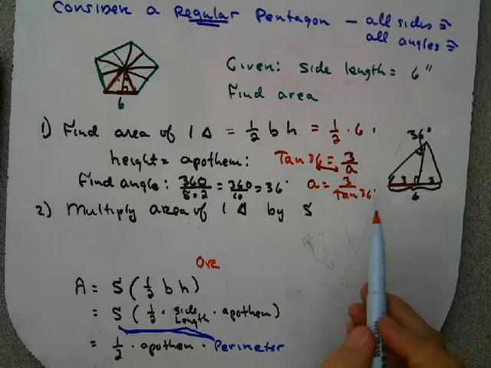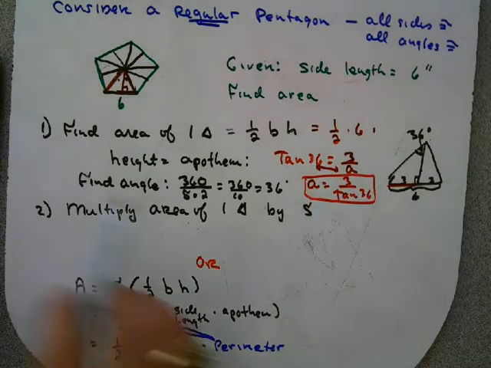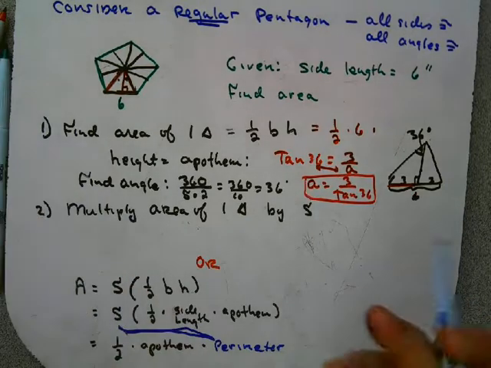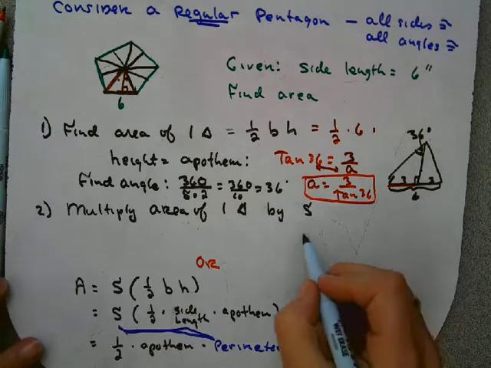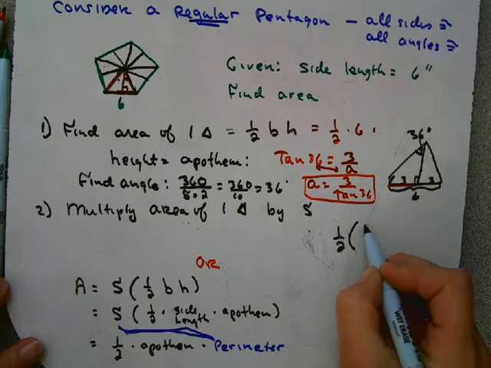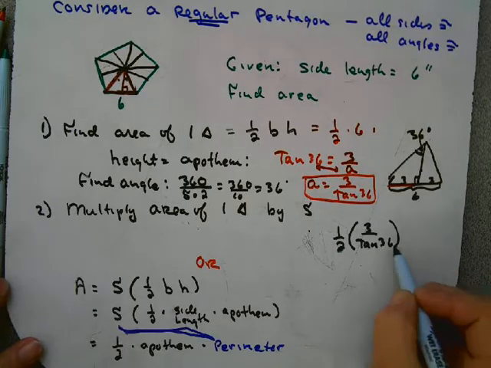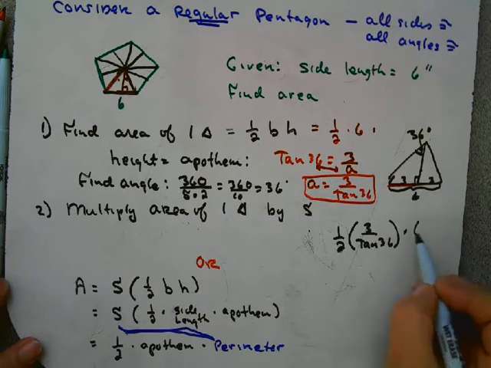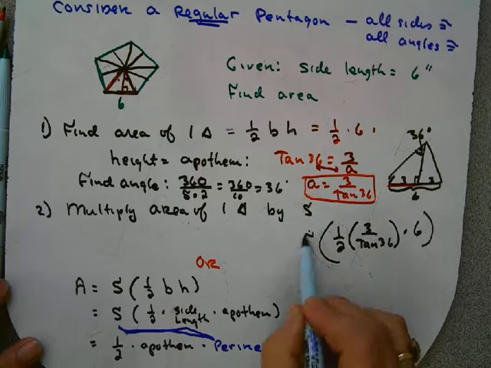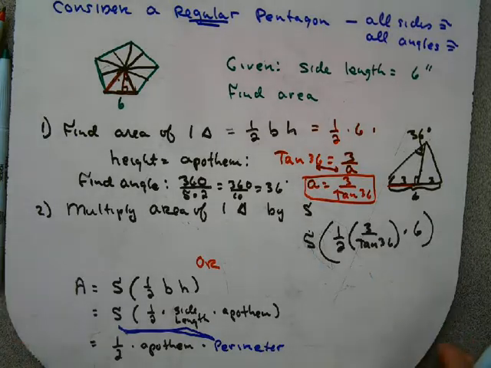Now coming back here, that's the height of my triangle. So now, to find the area of that triangle, I'm going to have 1/2 times the height, 3 over the tangent of 36, times the base, and I have to multiply all of that by 5 triangles in the pentagon. That would give me my area.